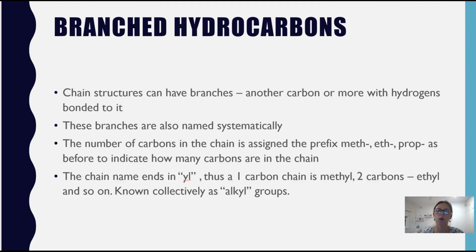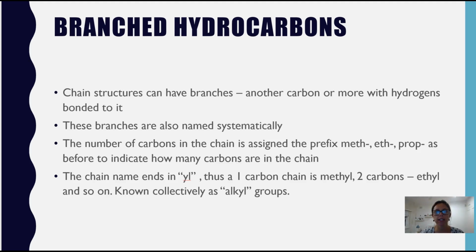So if we have one carbon chain, so it's a CH3 off the side, it's a methyl group, ending in yl. And they're the same naming systems as we used for a straight chain. So 2 carbons is an ethyl group. And that's all you really need to know for the HSC course. But it continues on the same as what we had before. If there's a 3 carbon chain branching off the main chain, then it's a propyl group, a butyl group if there's 4, and so on.